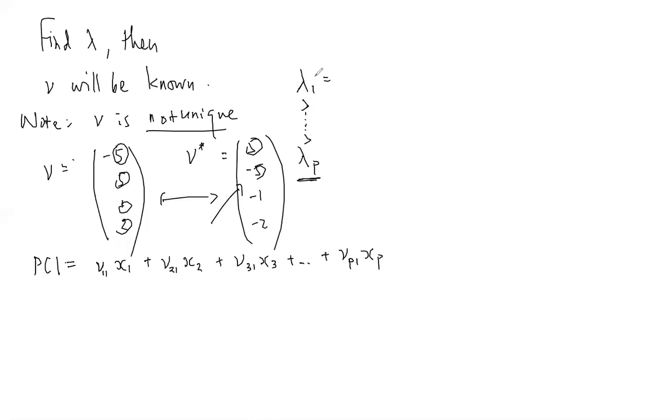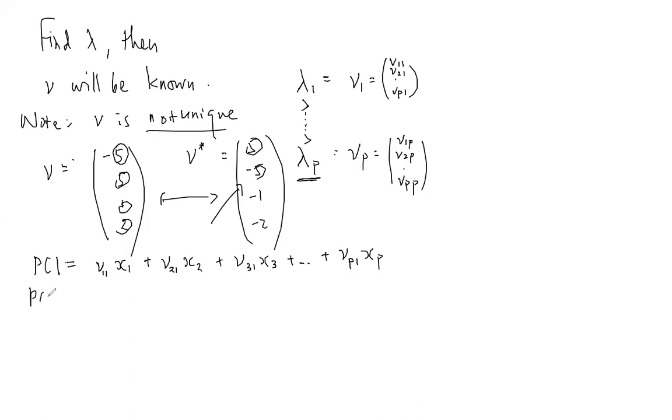The larger your eigenvalue, the more information, the more variation it explains. Your first principal component is associated with V1, which I will write as V11, V21, and VP1. So eigenvalue P will be associated with eigenvector P, which I will write as V1P, V2P, VPP.